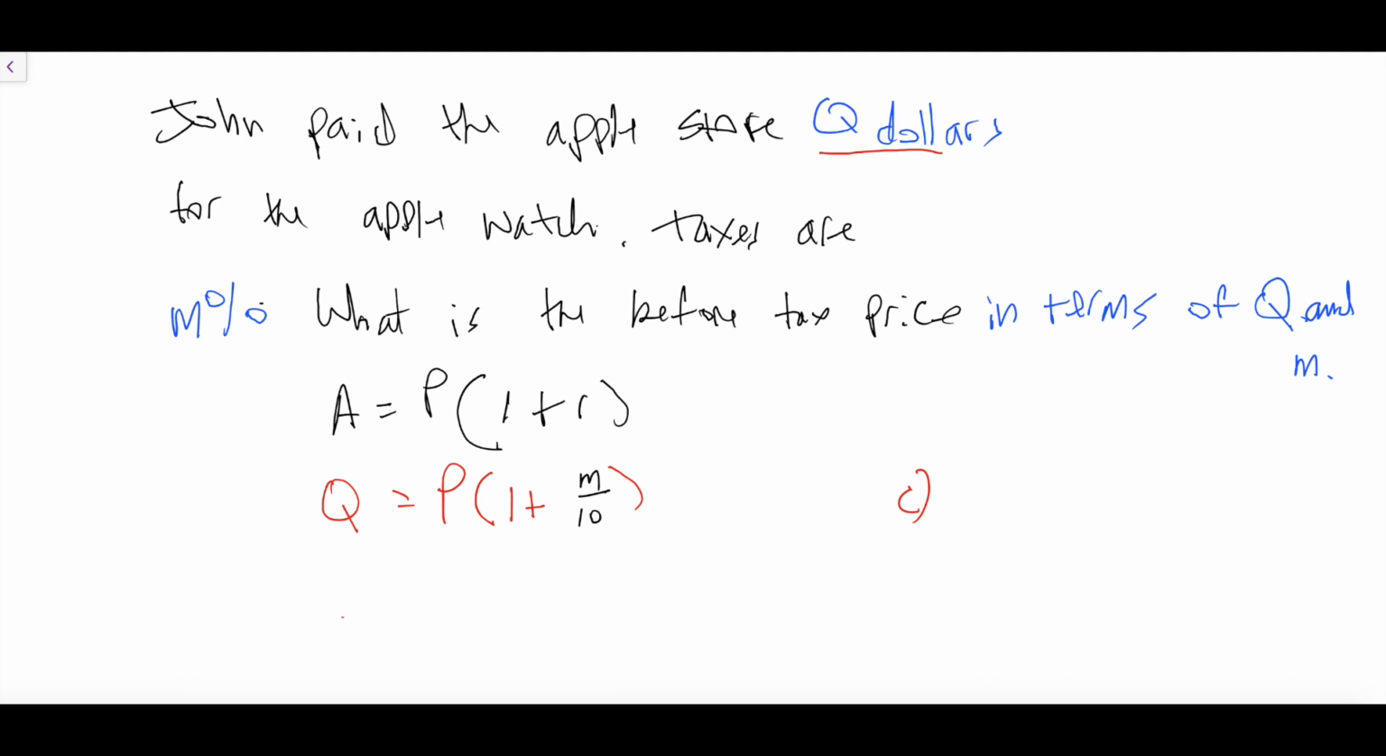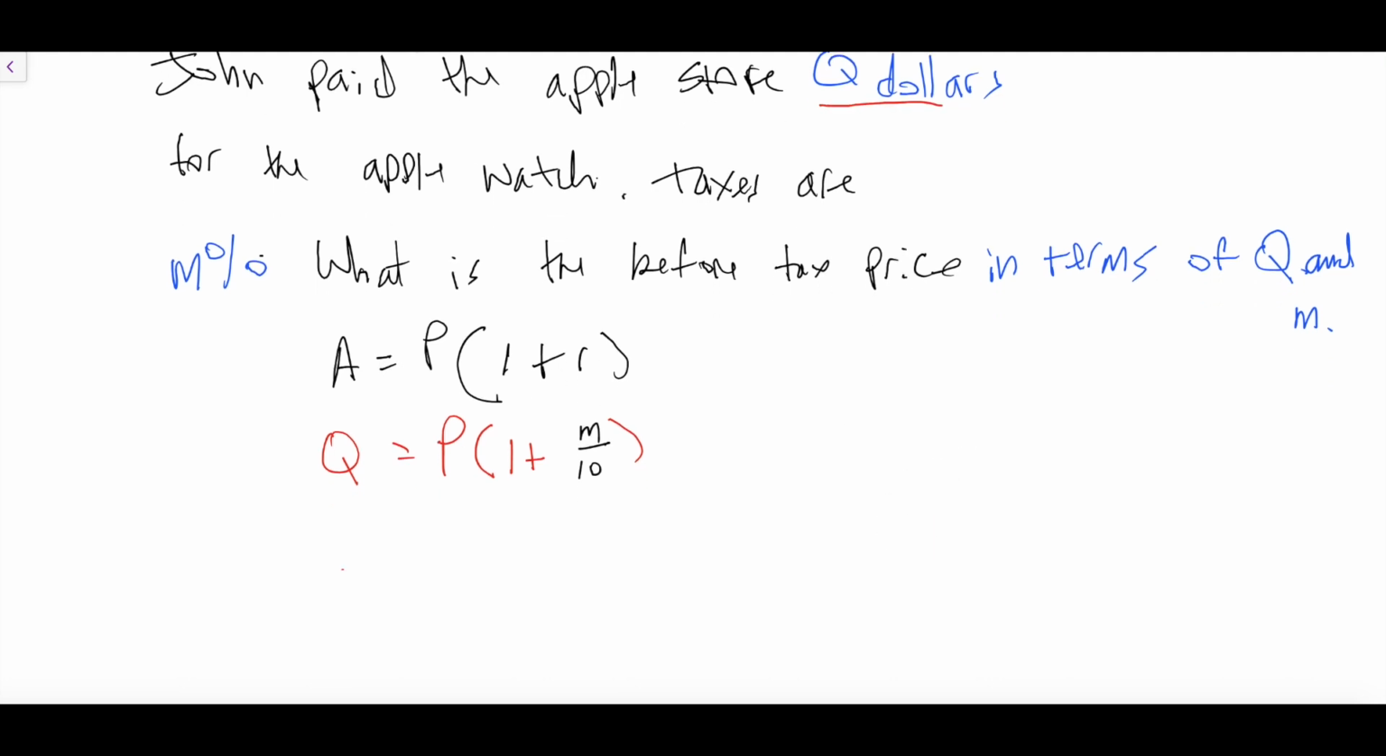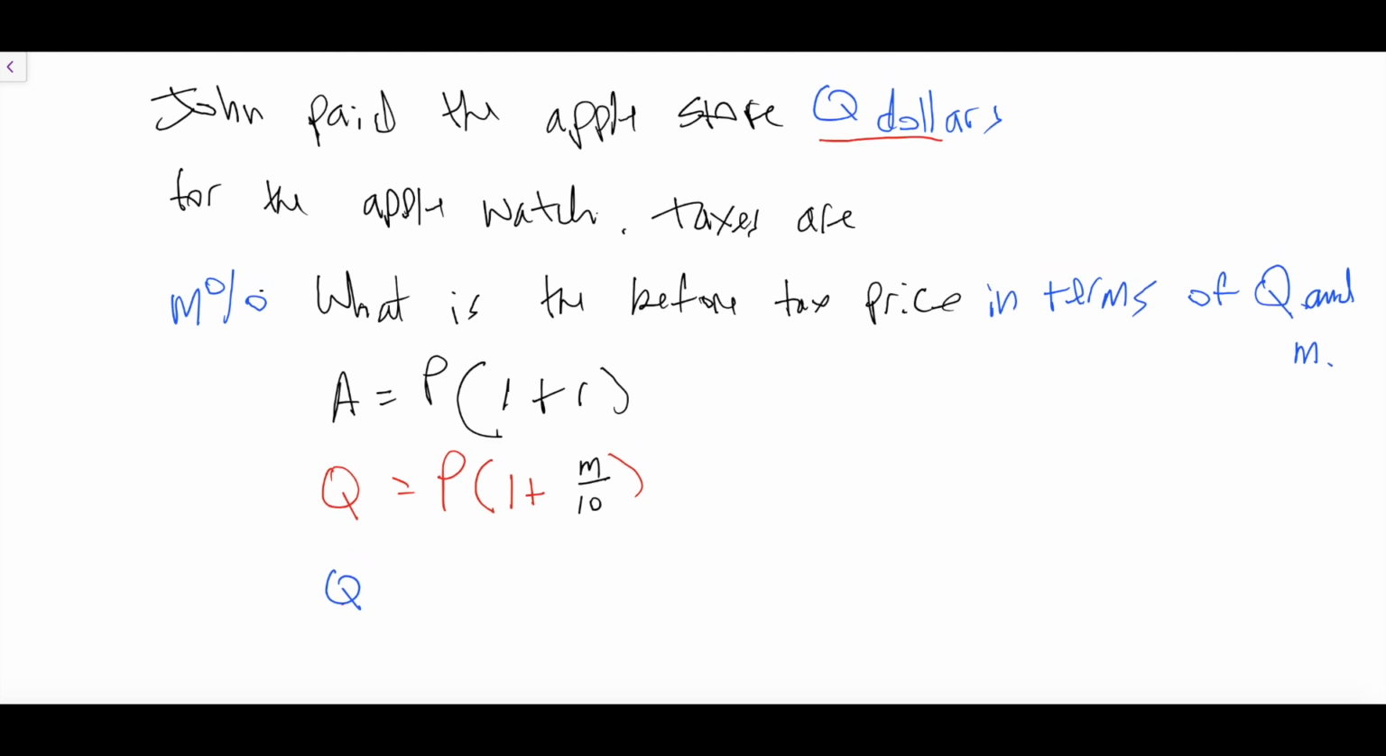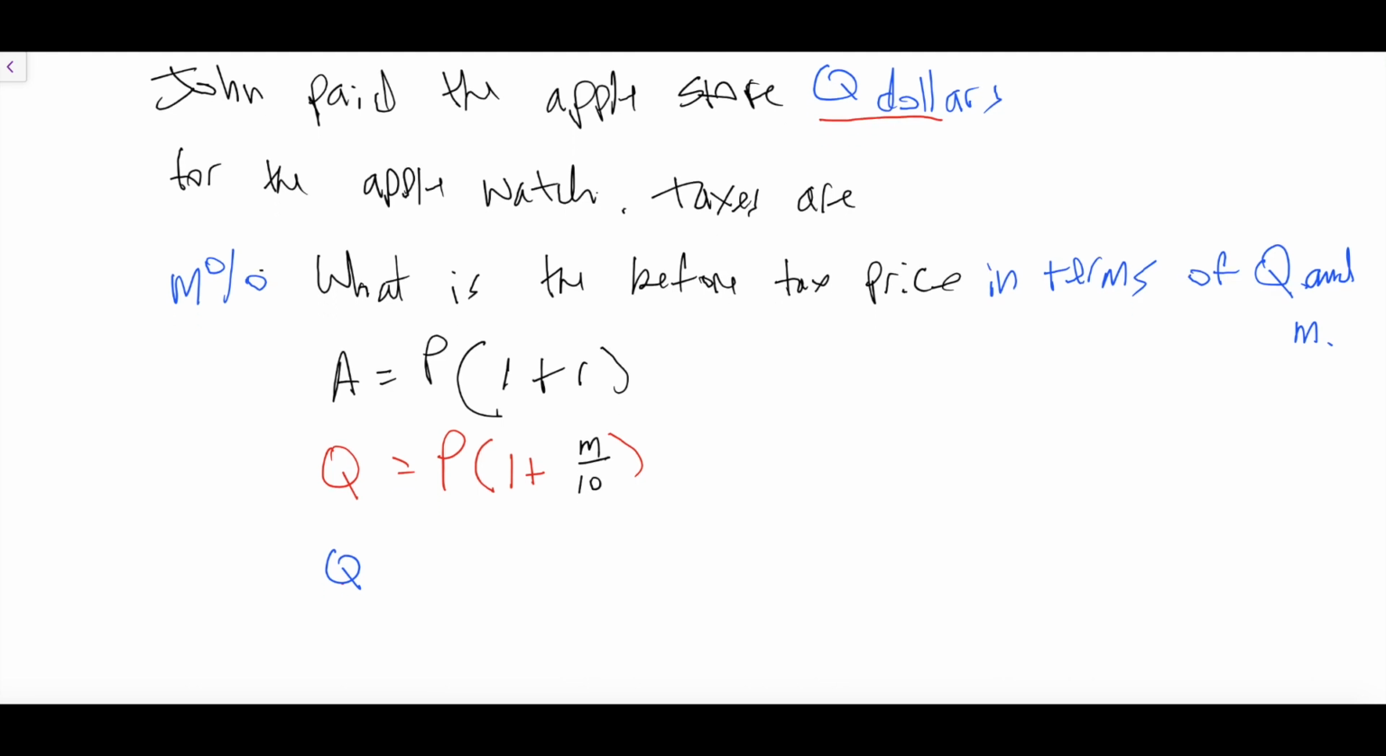All right, so now you go Q, which is what we're looking for, right? What is the before tax price? We're not looking for Q, we're looking for P in terms of Q and M. So we want P equals something in terms of Q and M, P on its own. All right, so you're going to go like this, and then you're going to distribute.